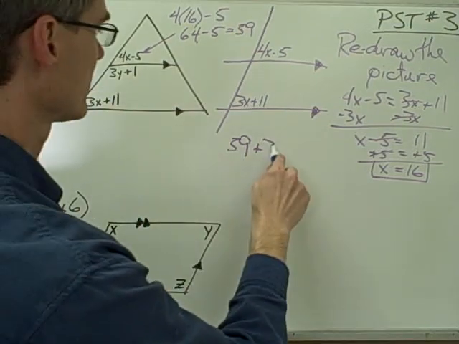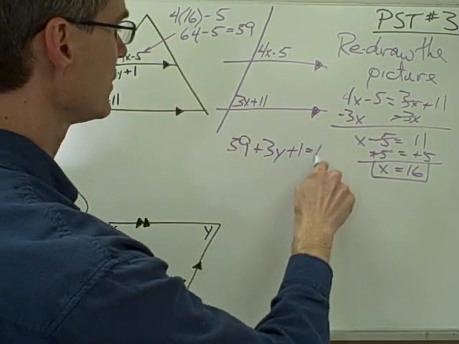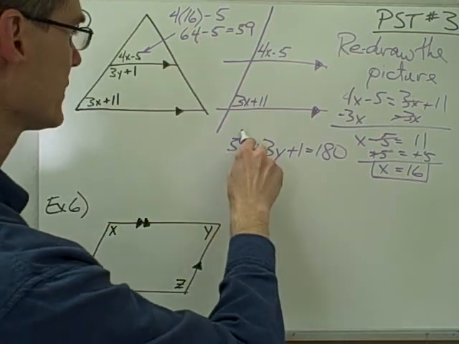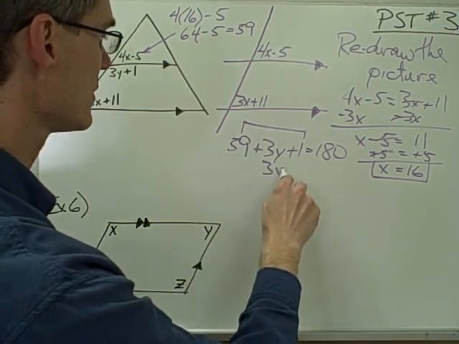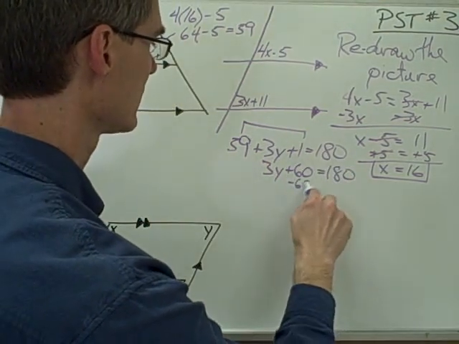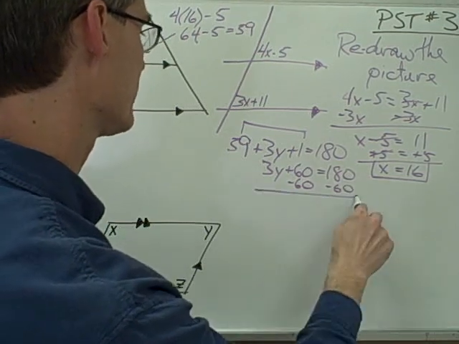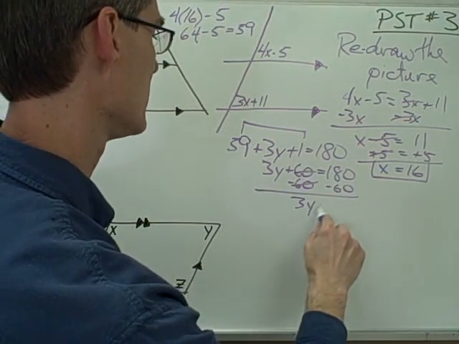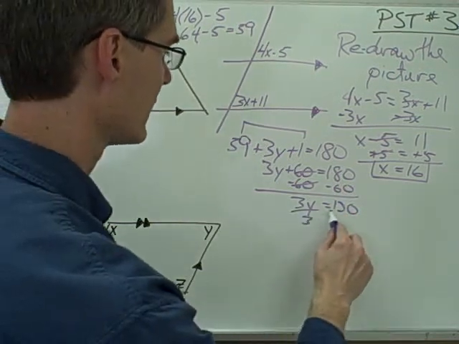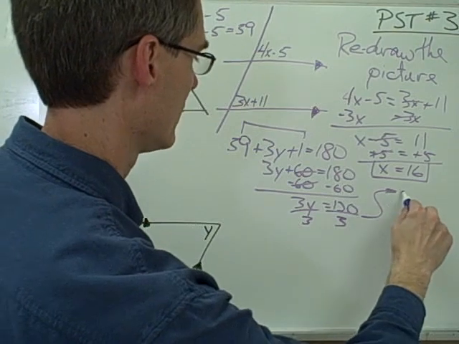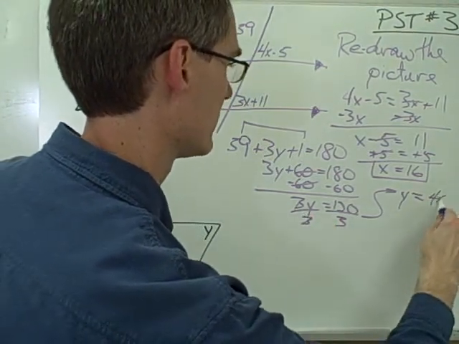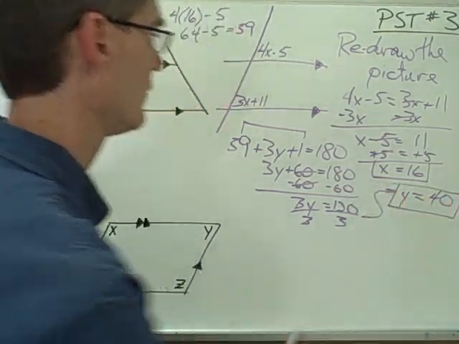59 plus 3y plus 1 equals 180. And now I've got an equation with one variable, so I can solve for this. Collect like terms here. 3y plus 60 equals 180. Subtract 60 from both sides. That gives me 3y equals 120. And if I divide both sides by 3, then I get y equals 40.